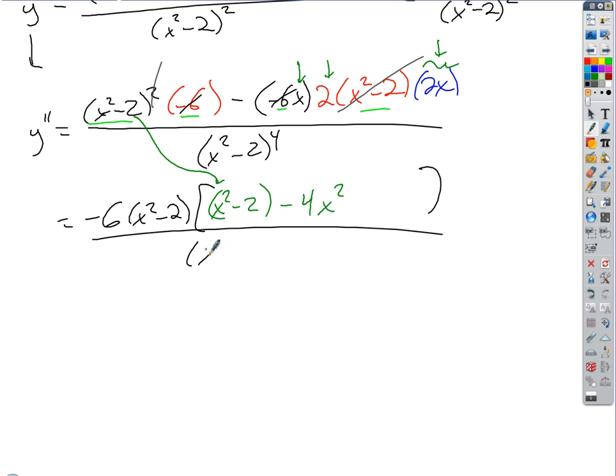Why did you have so much space? Why did we only do that? Why didn't you take the x squared minus 2 out of the bottom?